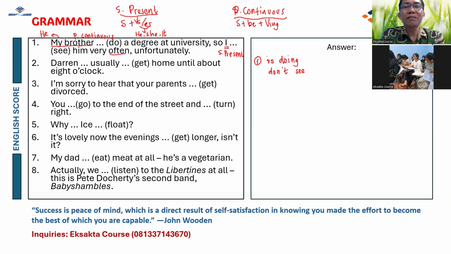Okay, now number two. Number two, Darren, blank, usually blank get home until about 8 o'clock. Look at there. Usually is a kind of simple present. Okay. So for the negative of Darren, use doesn't. Darren doesn't usually get home until about 8 o'clock.